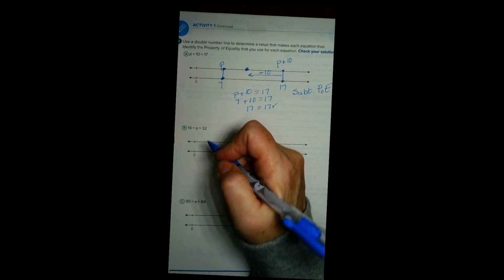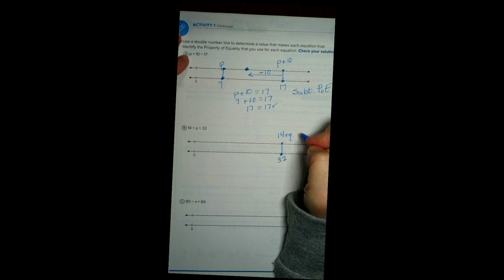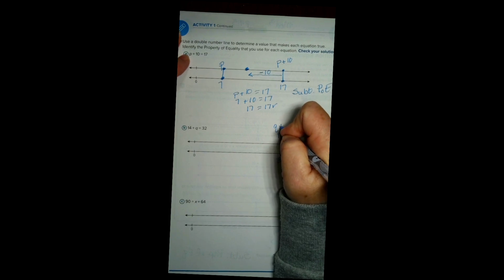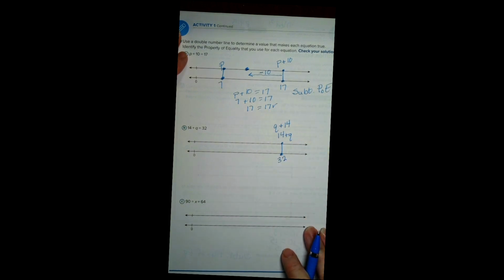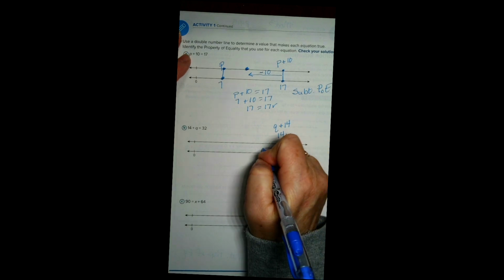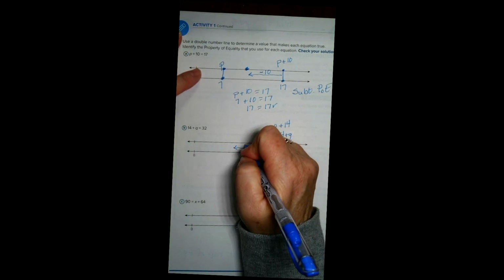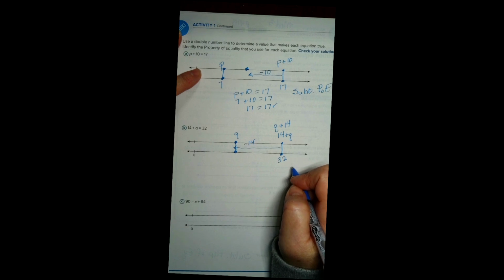Okay, so let's say 32 is here, and that is equal to 14 plus q. I could rewrite that as q plus 14 because I can switch the order. So the commutative property, I could switch the order. And then to move back to just q, I'm going to have to subtract off 14. And when I subtract off 14 from 32, what do I get?